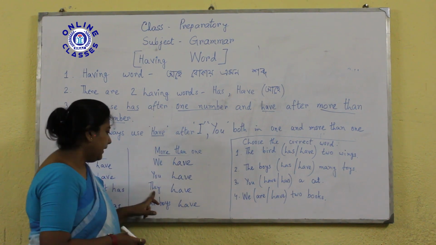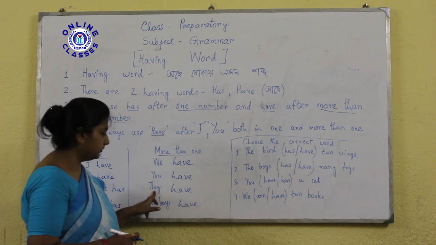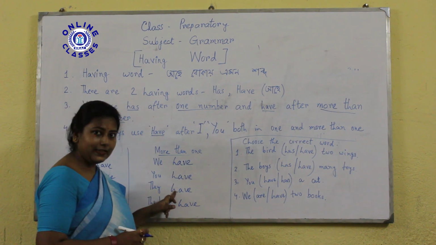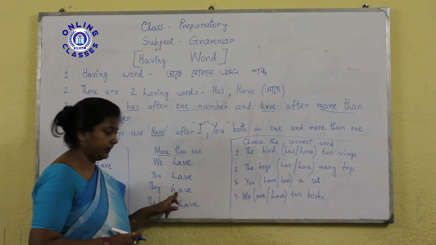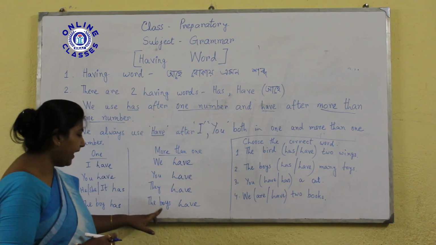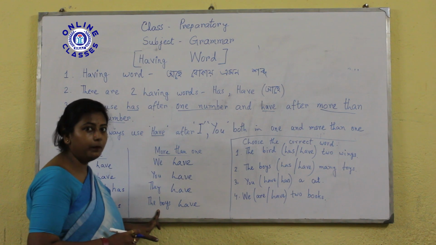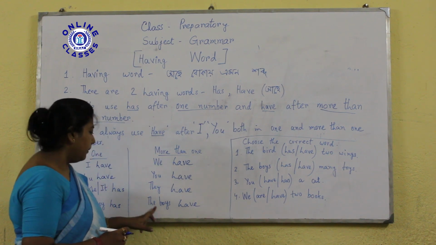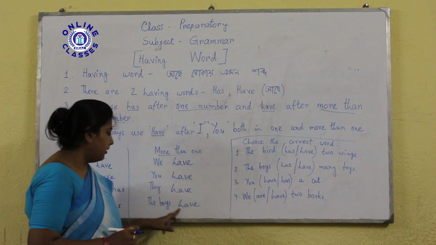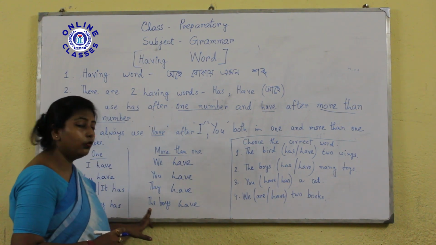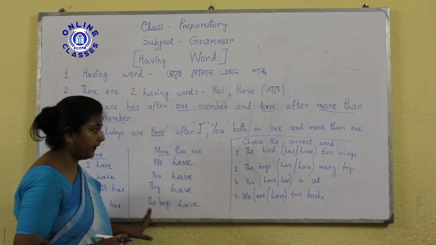They have. They means তাহারা. তাহলে তাহারা আছে বলবো? No, this is incorrect. তাহাদের আছে. And last, the boys have. Boys means balokguli. Balokguli আছে? It is also incorrect. So the correct meaning is balokgulir আছে.